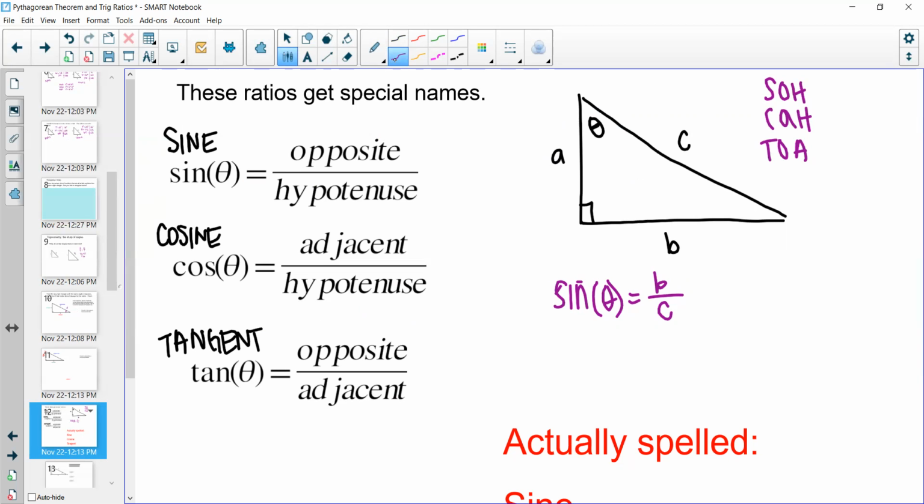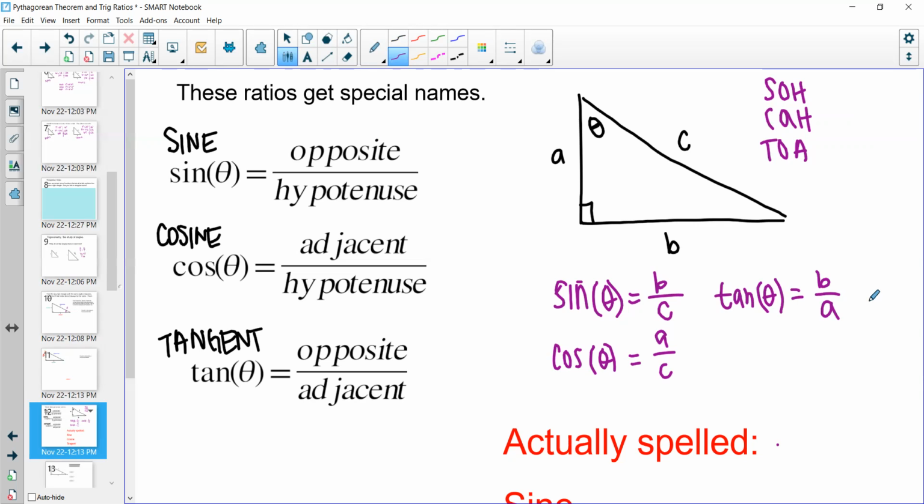So our sine, again, is the opposite over our hypotenuse, or B over C. Our cosine here is going to be our CA part of SOHCAHTOA, which is our adjacent over our hypotenuse, or in this case, our A over C. And then our last one is our tangent, which is our opposite over our adjacent, or B over A. Now, these ratios are special names for the ratios of the sides and how they relate to that angle. And we can use these consistently throughout.